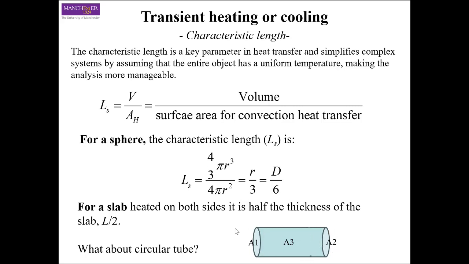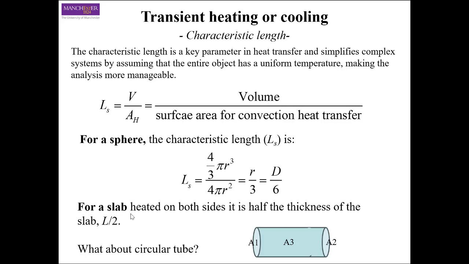So for example, if we have this cylinder, we can assume that this whole cylinder has a uniform distribution of temperature, and as such we can calculate its characteristic length. This characteristic length can be calculated by taking the ratio of the volume to the total convective surface area of the object. So for example, for a sphere, the characteristic length would be its volume, that is 4/3 pi r cubed, divided by the surface area, that is 4 pi r squared. And if you simplify it, we can write the characteristic length as d over 6.